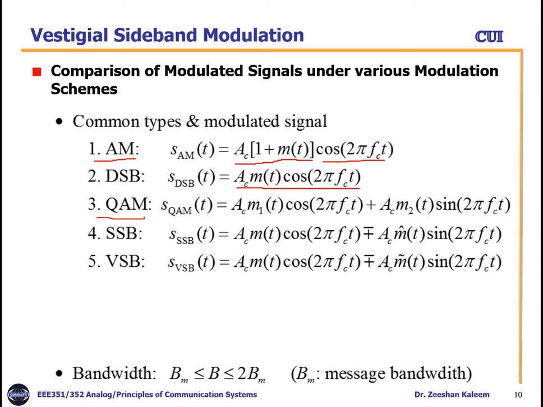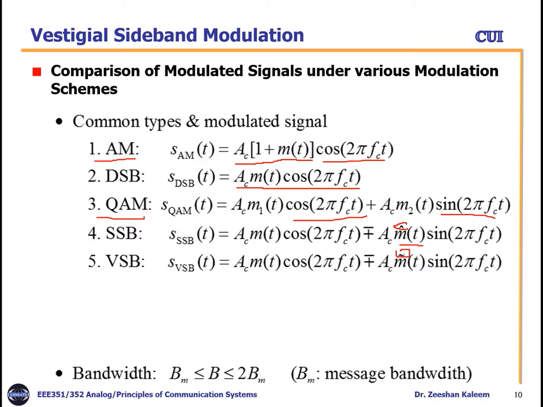And this is the QM modulation. What is the difference? We have quadrature phases, cos and sine. In single sideband, we have ACMT cos 2 pi FCT, ACM hat T sin 2 pi FCT. This is the time domain function to represent the single sideband modulated signal. In vestigial sideband, we have a similar function, but instead of M hat here, we have M tilde to differentiate between them.